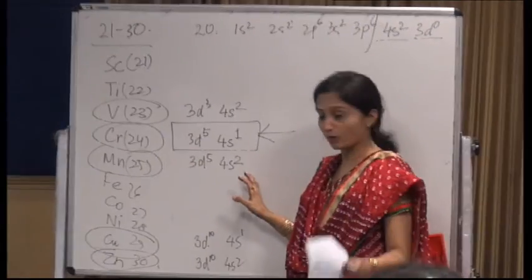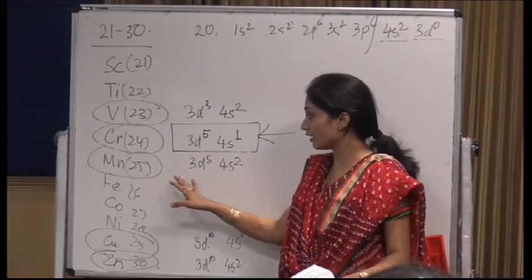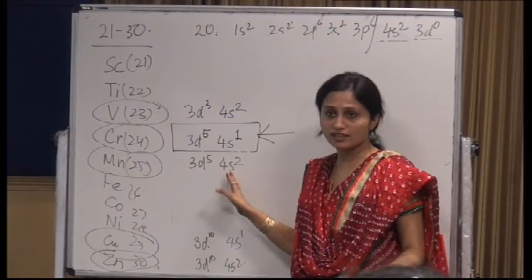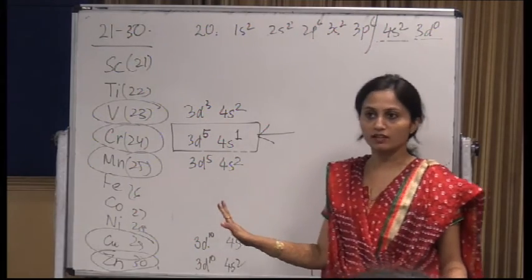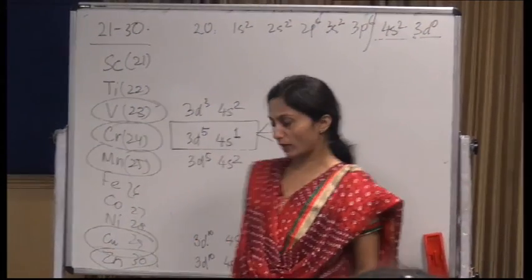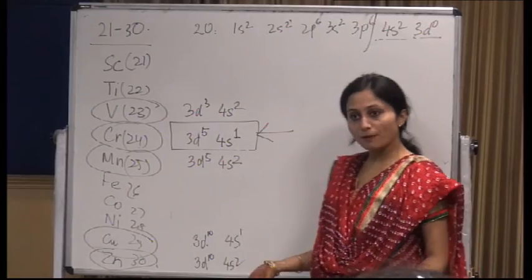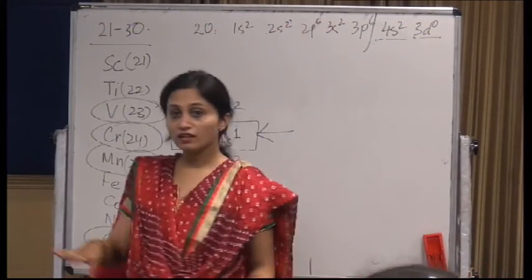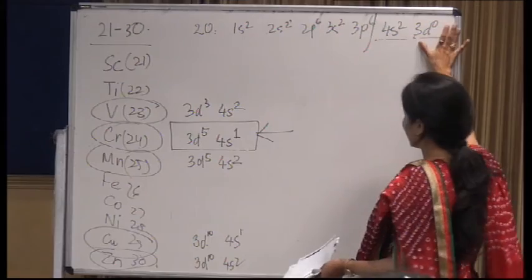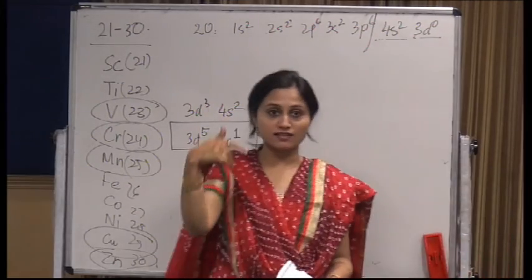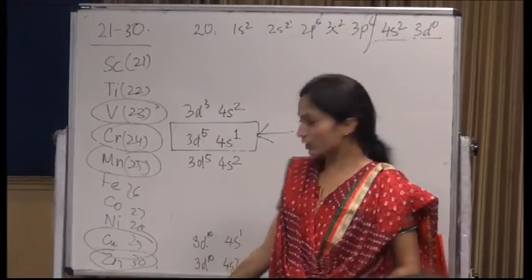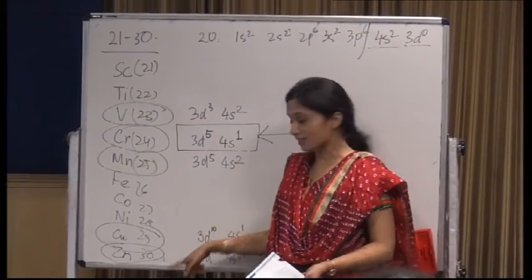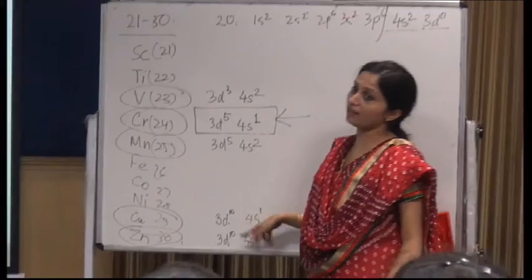I'll take it out. Then we have here 3D5 and 4S2. This is the normal one. Normal case, no abnormal one. Then in copper, now you know, it is 3D9. It will be 4S2 and 3D9. So it has again a chance. If copper can take, it can also take one electron. So what it will do, it will take that one electron from 4S, it will become 3D10 and 4S1.